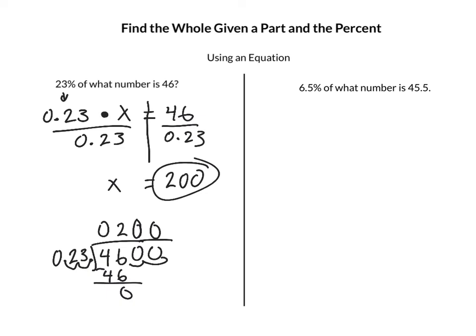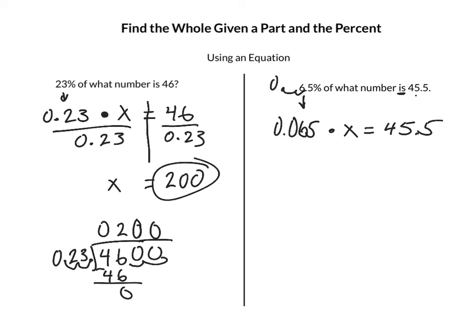All right, let's look at this next one. 6.5% of what number is 45.5? First step, change that percent into a decimal. Move that decimal twice to the left. I'm going to get 0.065, or 65 thousandths. That word of tells us to multiply. Of what number? That means we don't know what the number is, so we're going to use x. And then equals, because we have that word is, 45 and 5/10.